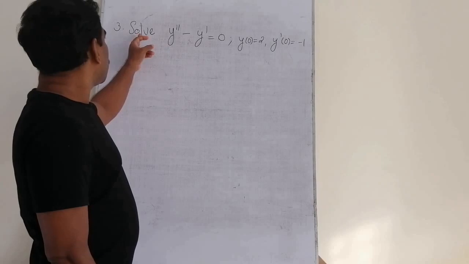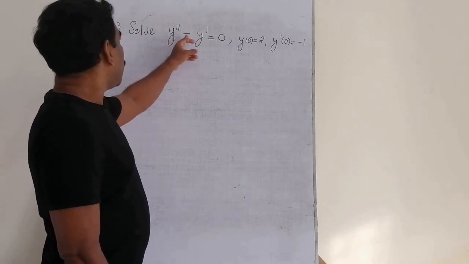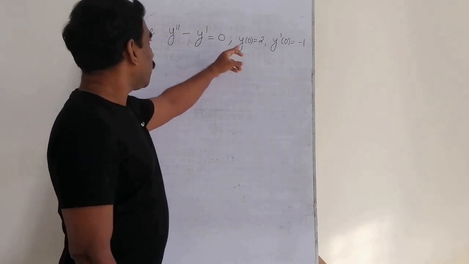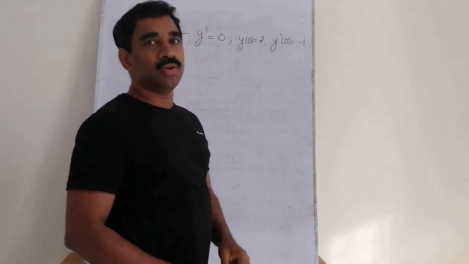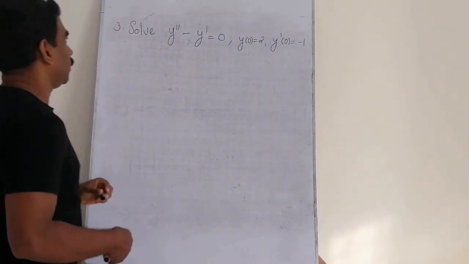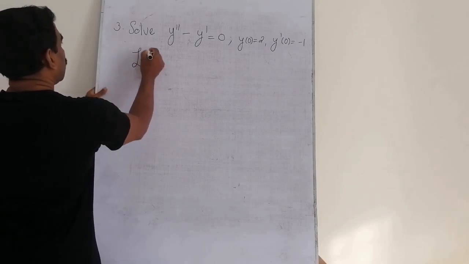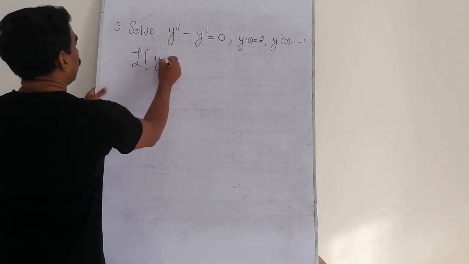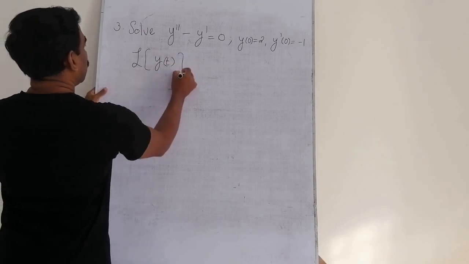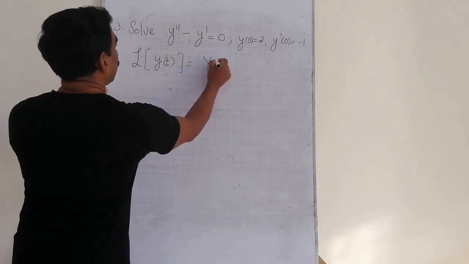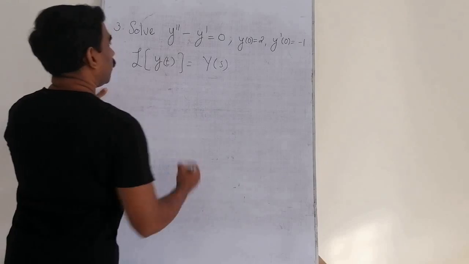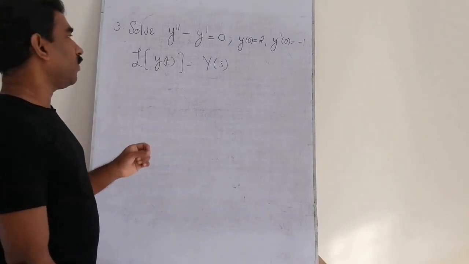Consider the initial value problem. Solve y double dash minus y dash equal to 0, y of 0 equal to 2, y dash of 0 equal to minus 1. So first of all, let us take the Laplace transform of the unknown function y, or y of t, is equal to capital Y, a function of another variable, say s.